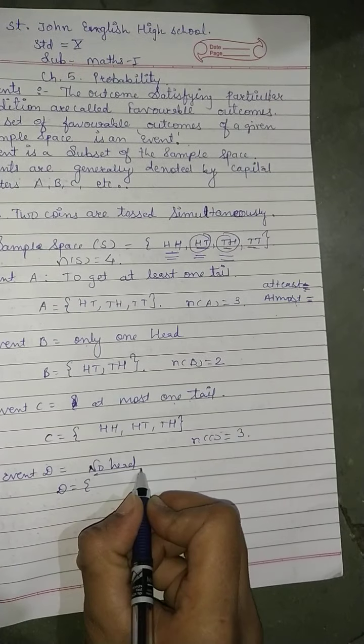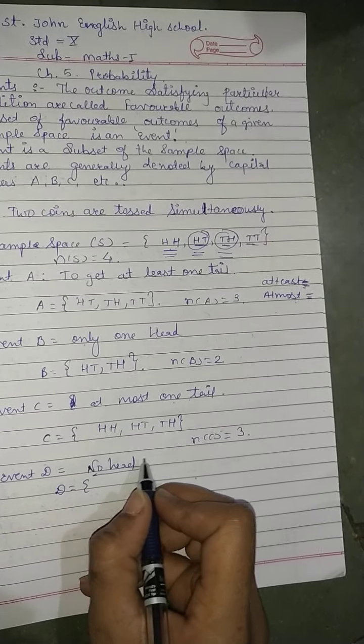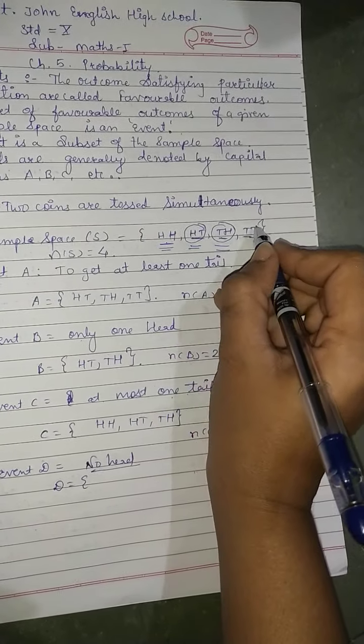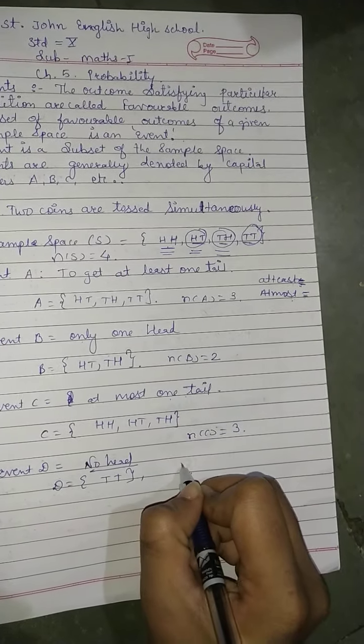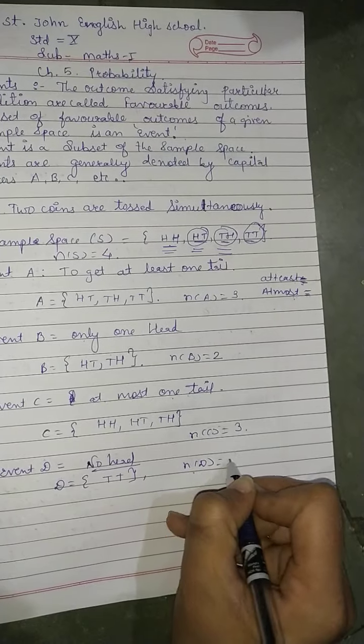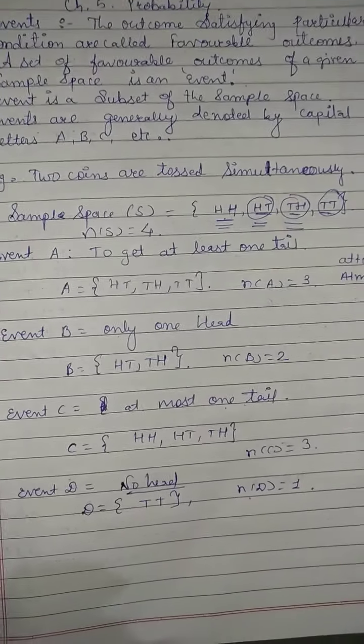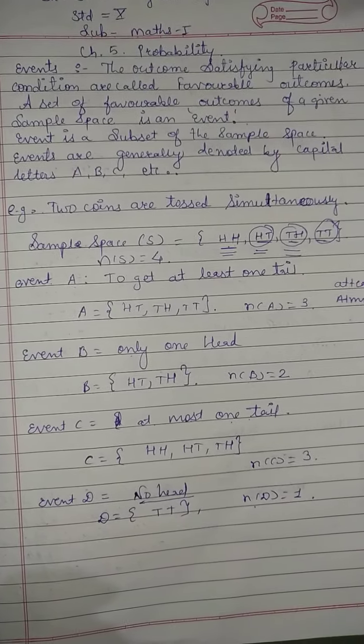Now no head, एक भी हेड नहीं चलेगा, मतलब दोनों भी क्या चाहिए, tails, that is TT. So here only one sample space, so n of D is equal to 1. I hope that you all have understood this one.